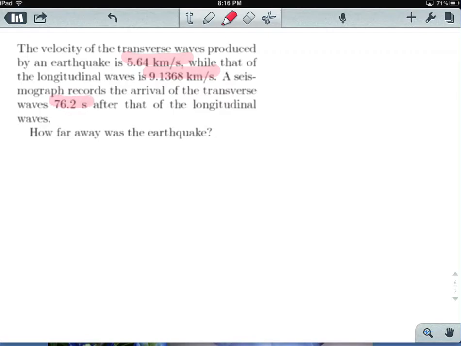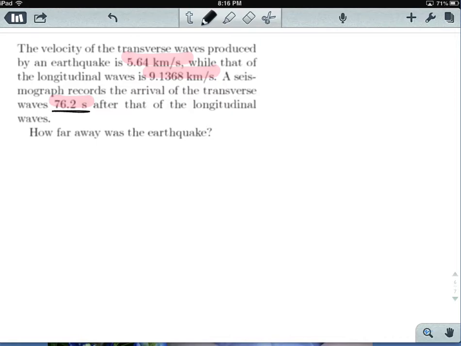So when we're looking at this, we see that we have kilometers per second, which is going to be a velocity because that's distance all over time. And then we have a time down there. So it could look like a very simple velocity versus time equation. But the one thing we have to understand is that this time is not the time that both the waves traveled. That's the time that the transverse wave took to get there after the longitudinal wave got there.